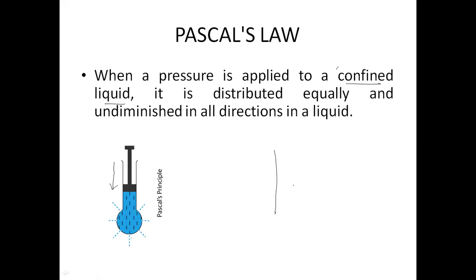For example, let us take a small cylinder here. On this cylinder, we are putting a piston, we are applying a pressure. Let us say I apply a pressure of 5 psi. This 5 psi pressure would be applied in all the directions. 5 psi here, 5 psi here, 5 psi. That is what this law is. In all the directions, an equal amount of pressure is distributed, equally and undiminished.